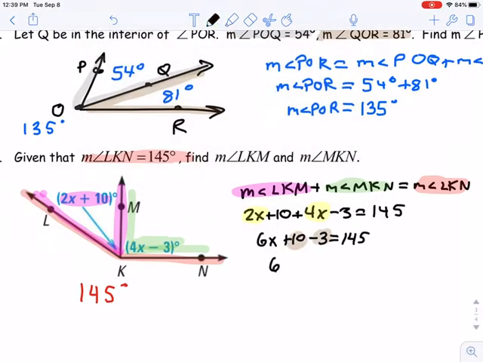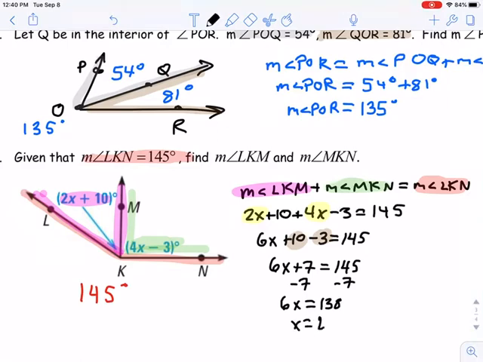Combine those, I'm going to get 6x plus 7 equals 145. Subtract 7 from both sides, because now I'm moving the 7 to the other side. I want to undo it. I think x is going to be 23. Let me double check my work though.